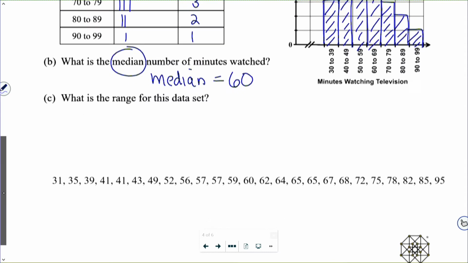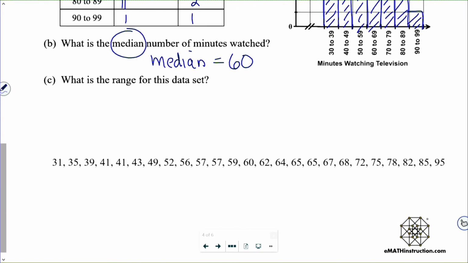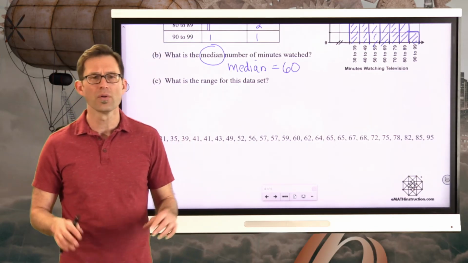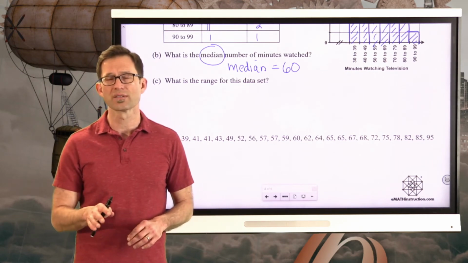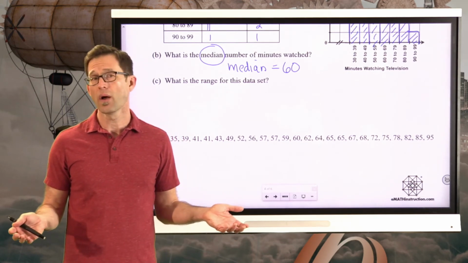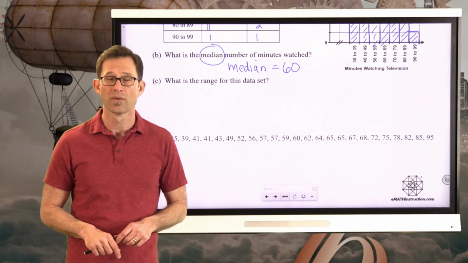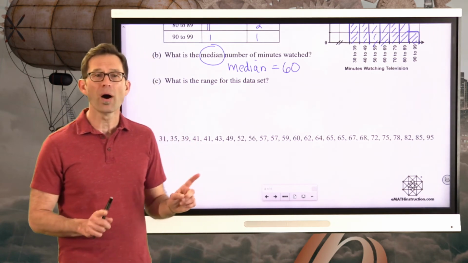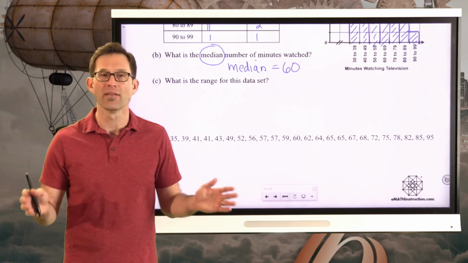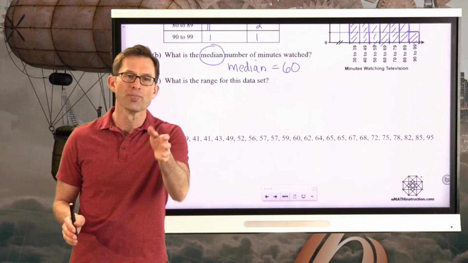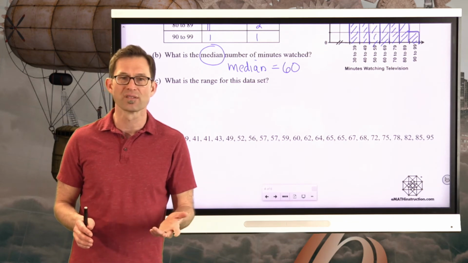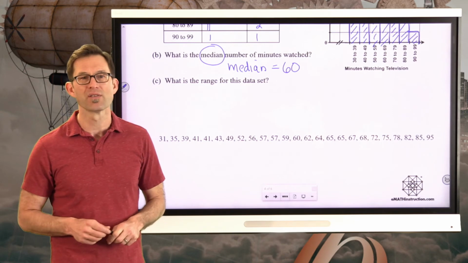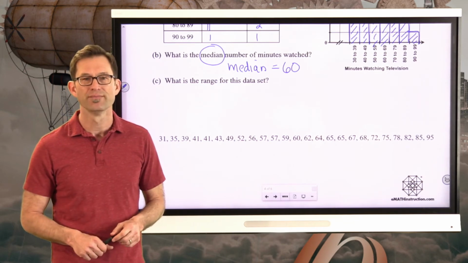And that would be a great answer to the statistical question. If somebody said, hey, how many minutes does a typical 6th grade student watch television on a Saturday morning? And you came back and said, well, the median amount is 60 minutes. Not only that, it's an hour, so that sounds perfect. But it wouldn't tell us how much variety there was in the data set. It would only tell us that typically somebody might watch around 60 minutes. But let's figure out the range for this data set. Why don't you pause the video now and calculate the range?